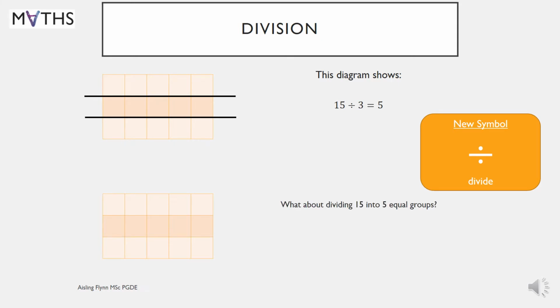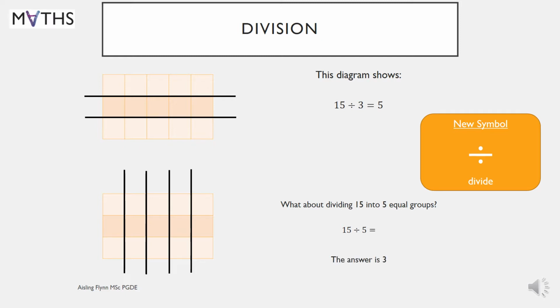What about dividing 15 into 5 equal groups? This time we go vertically. Can you see when you divide 15 into 5 equal groups, the answer is 3. The size of those groups is each 3.